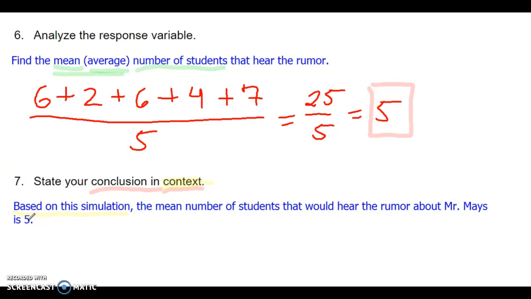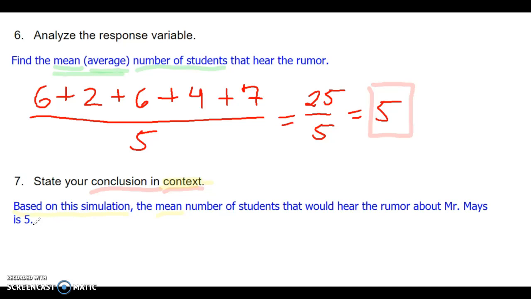Now, it turned out to be exactly 5. If this would have been like 5.25, you would want to leave your answer as a decimal. Because since we're looking at mean, it's okay to leave your answer in decimal form. So in this case, it was exactly 5. So we can just leave it as exactly 5.